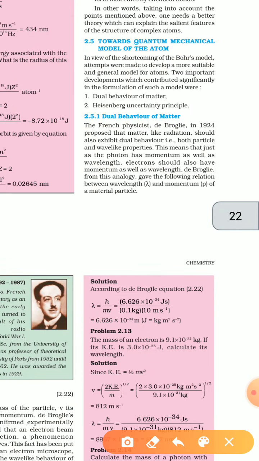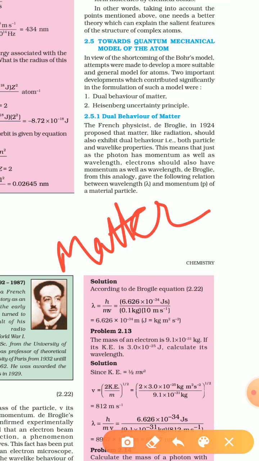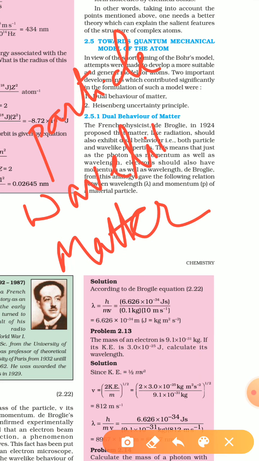Now, speaking further, there were two concepts of the atomic model which have much significance in today's scenario. One is the dual behavior of matter, which was explained by de Broglie, a French scientist. He said that any matter, whether liquid, solid or gas, has two types of properties present in it: one is the particle nature, and another is the wave-like nature.